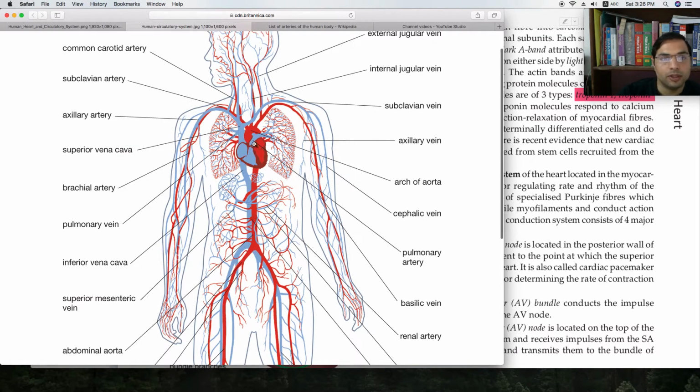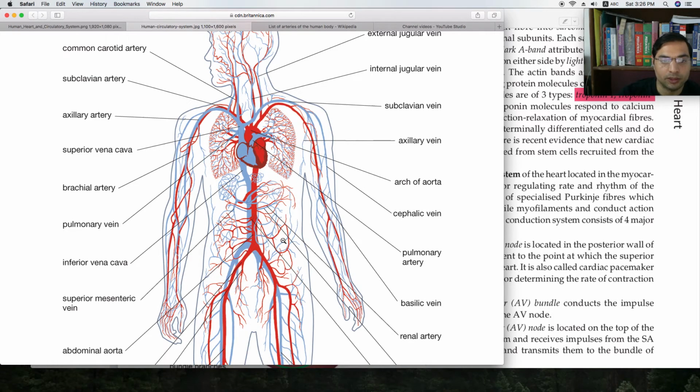So the blood is pumped from the left ventricle, right? The oxygenated blood which is coming from the lungs through the pulmonary vein into the left atrium, and then going into the left ventricle, and left ventricle pumps the blood into the arc of aorta, and from the arc of aorta it goes into the descending aorta, first thoracic aorta, then abdominal aorta, and then to the lower extremities it goes, right? The same blood through the veins it comes back.